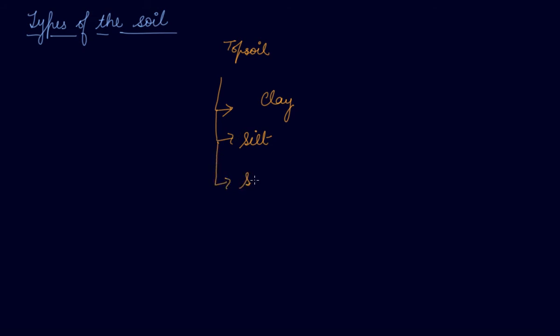Then we have sand. They are the largest size particles which can easily be seen. They are easy to touch. Now after that you also have gravel, which is topsoil with small stones. Now on the basis of this, we've divided this soil as sandy soil.